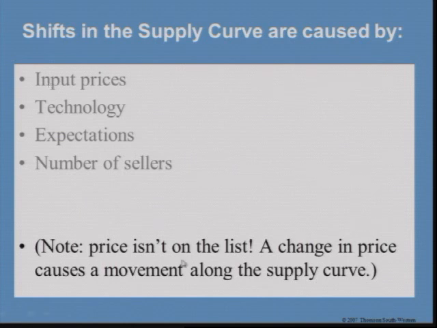Okay, so price isn't on this list, the price of the product itself. Now, if it's the price of an ingredient or a raw material, that can impact supply.